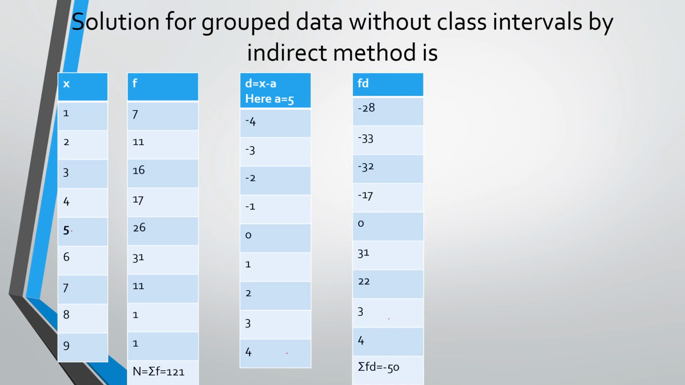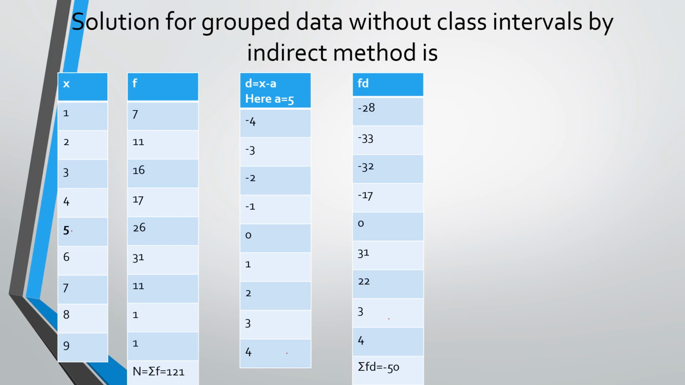Then fd, that is the product of frequency and the deviation. So 7 into minus 4 is minus 28, 11 into minus 3 is minus 33, 16 into minus 2 is minus 32, 17 into minus 1 is minus 17, 26 into 0 is 0, 31 into 1 is 31, 11 into 2 is 22, 1 into 3 is 3, 1 into 4 is 4. And next you need to find the summation of fd, that is the sum of all the values present in the column fd, and this will yield minus 50.